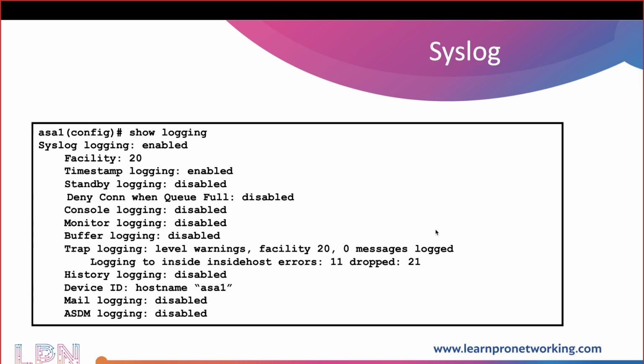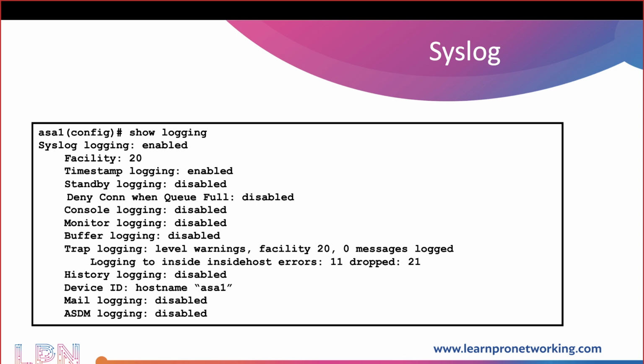Right, so then see here where all the logs can be enabled. You can send them to the syslog, the console, the terminal monitor, the buffer, you can also send them as a trap, to mail, and you can also send the logs to ASDM. See that for all of them it has been disabled, only the syslog is enabled. That means the log messages are going to be sent only to the syslog server, not to the console, not to the buffer, not to anywhere except the syslog. Clear?